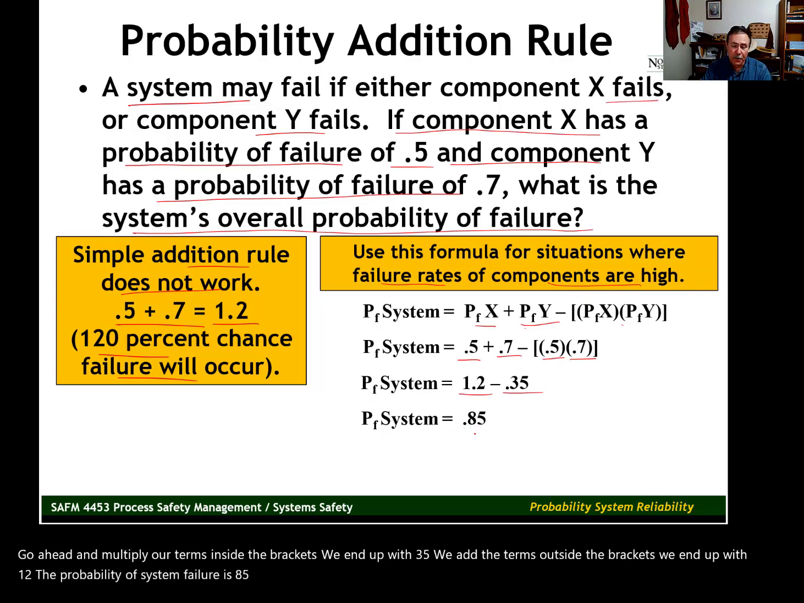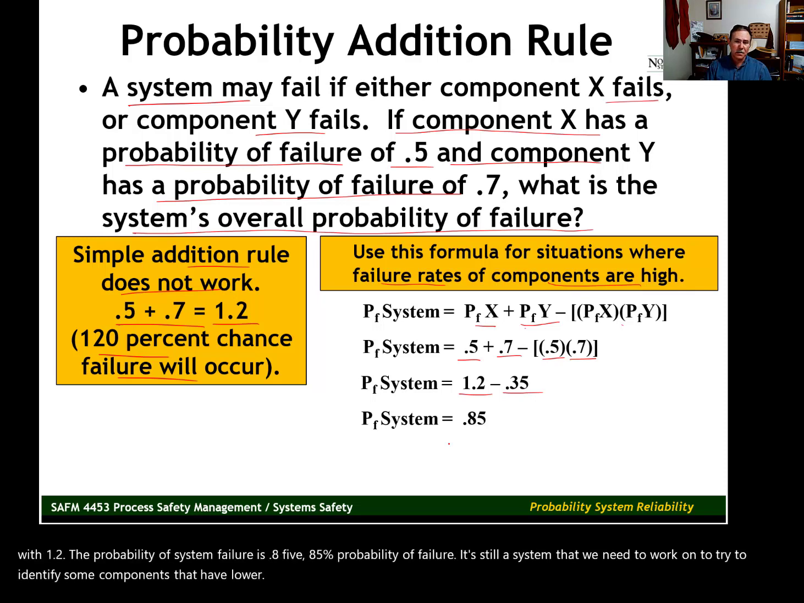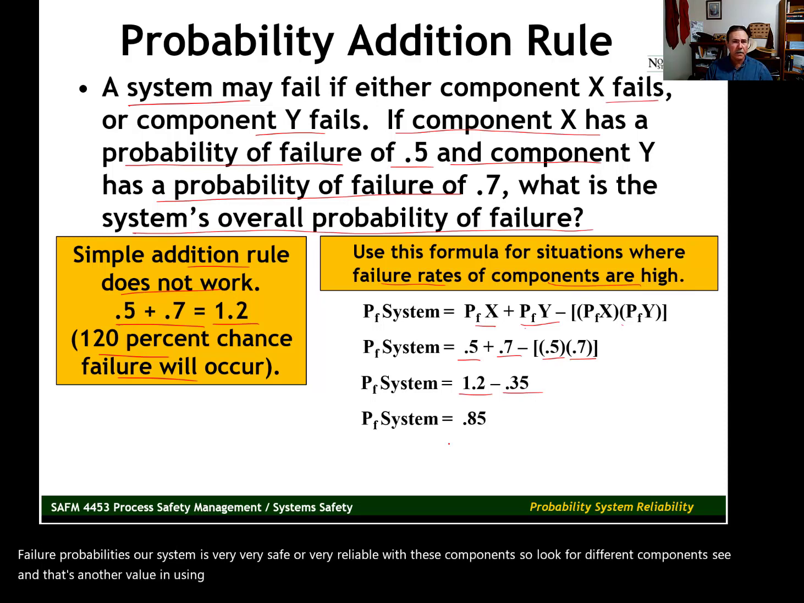85% probability of failure. It's still a system that we need to work on to try to identify some components that have lower failure probabilities. Our system is not very safe or very reliable with these components. So look for different components. See, and that's another value in using good hard quantitative data. It allows us to see where we might be able to improve our system.